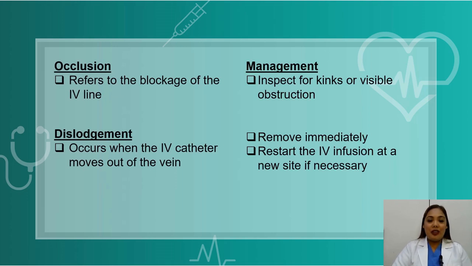Next is occlusion. This refers to the blockage of the IV line which can prevent the flow of fluids or medications. You just have to inspect the tubing for kinks or visible obstruction. Then dislodgement. This complication occurs when the IV catheter moves out of the vein, which can happen due to the patient movement or improper securing of the catheter. So you have to remove immediately and restart the IV infusion at a new site if necessary.